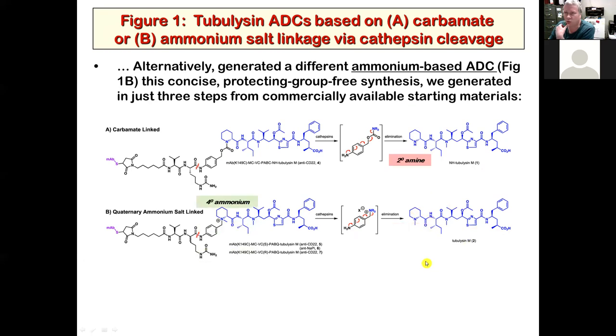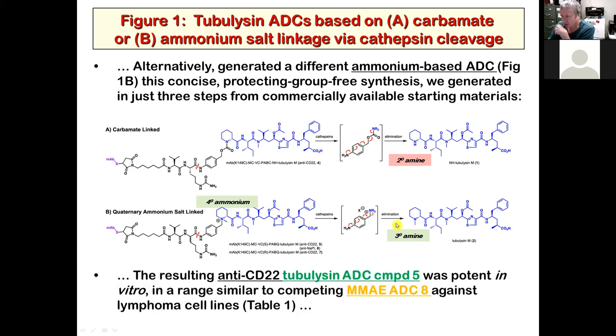Secondary amine, there's the quaternary ammonium, that's what that's called, the nitrogen with four things on it. And then when it cleaves, it makes a tertiary amine. The resulting anti-CD22 tubulysin ADC compound five was potent in vitro in a range similar to competing ADC compound eight. That was the one with the monomethyl auristatin, the different warhead, against lymphoma cell lines.